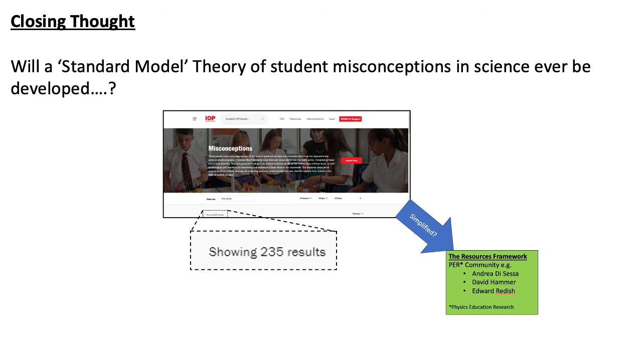Now, in closing, what I would suggest is perhaps using p-prims, we can develop a standard model theory of students' misconceptions that will help teaching and learning. In other words, we won't have to worry about hundreds of individual misconceptions. We can classify them into very broad classes of misconception and provide teaching which helps students learn better, because we're taking due account of the effect of p-prims on their thinking.